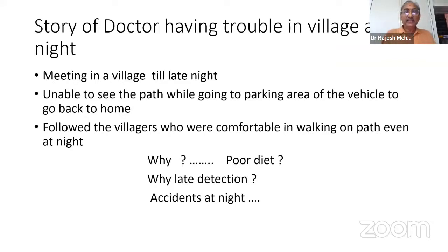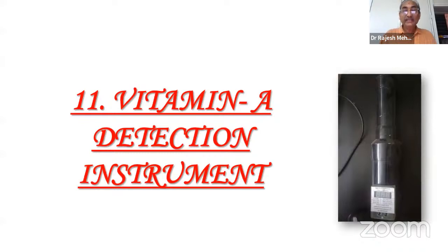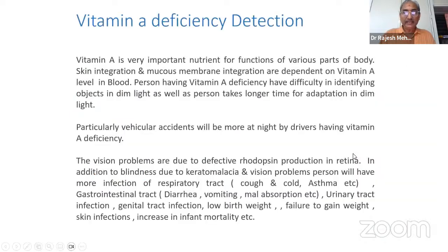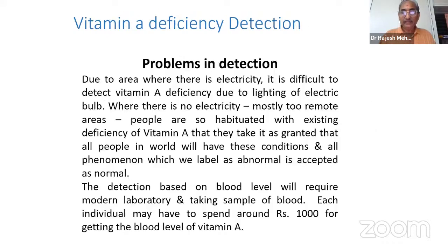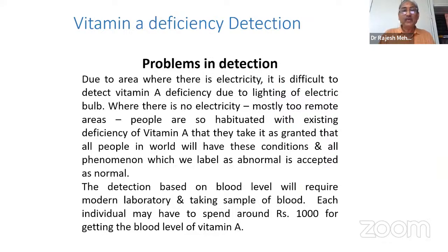37 years back, I was affected with night blindness. And at the time, I decided there should be some objective test to find out night blindness. So I gave a lot of ideas to other people also. I did myself also. And then we found that vitamin A deficiency can be detected. The instrument we found out, which we now call a night blindness detector or bright vision detector.